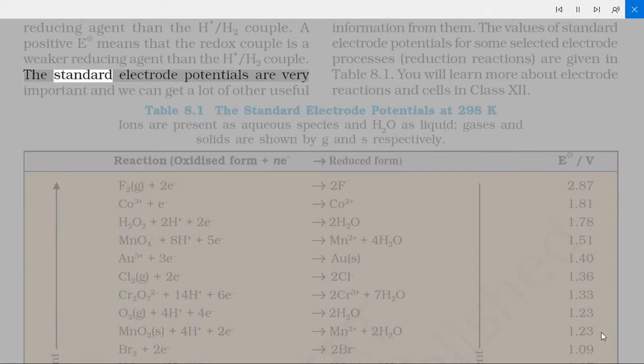The standard electrode potentials are very important and we can get a lot of other useful information from them. The values of standard electrode potentials for some selected electrode processes, reduction reactions, are given in Table 8.1. You will learn more about electrode reactions and cells in Class 12.